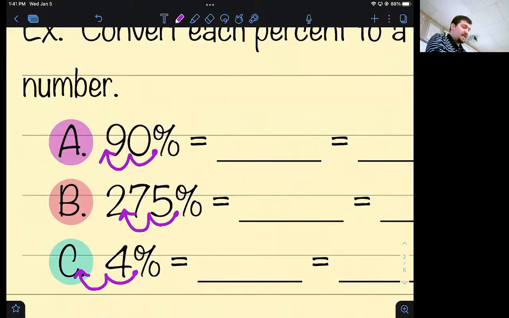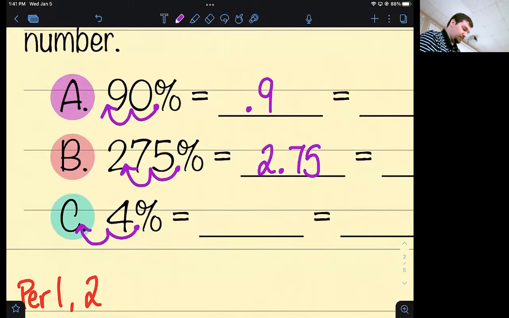All right, Jude, what is 90% as a decimal then? 0.9. Okay. Thomas, what's 4% as a decimal? Nope.